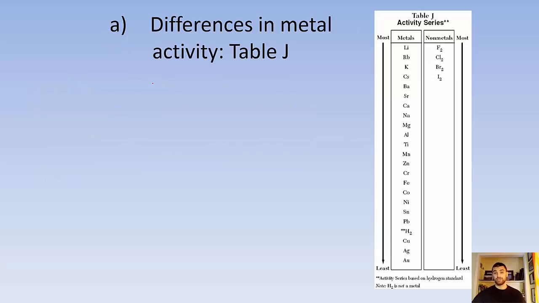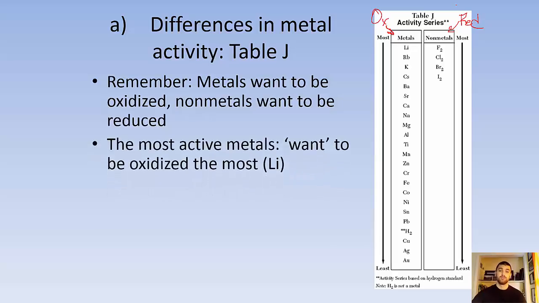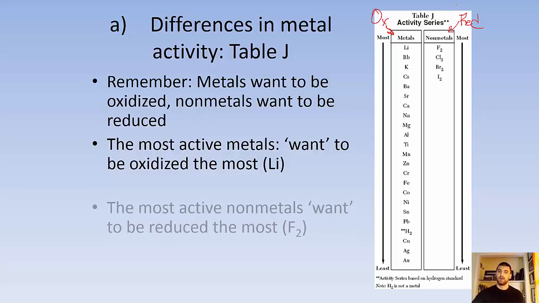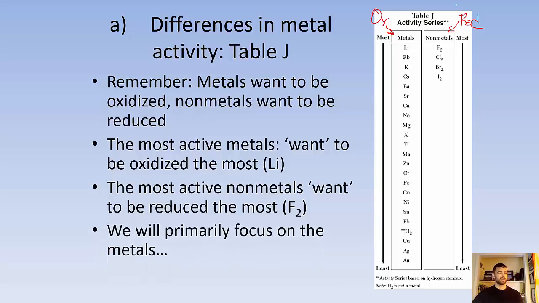So if we take a look at Table J, we can see the list of their activities, right? Remember that metals want to be oxidized, and nonmetals want to be reduced. So for the metals, this is talking about which ones want to be oxidized more so, and for the nonmetals, it's how much these things want to be reduced. Most active metals want to be oxidized. So lithium is the most active of the metals on this list, and the most active nonmetals want to be reduced. F2 would be the most active nonmetal on that list, right? We're going to pretty much solely focus on the metals with this unit though.